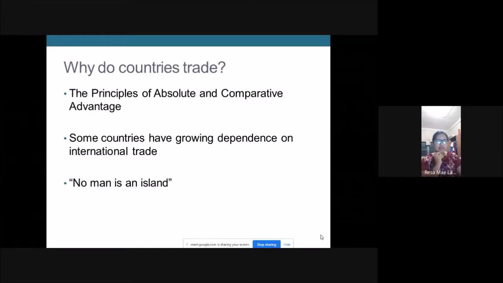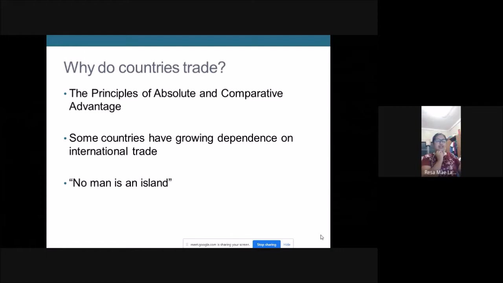Diba? Kung gustuin man natin na mag-isa, we cannot avoid that. In reality, countries are not endowed with all the resources needed because of scarcity. Merong mga resources or products na wala tayo, so kailangan natin mag-import. Or even other countries, walang ganitong klaseng resources or products, so kailangan din natin mag-export sa kanila, knowing the fact na meron tayong ganitong klaseng resources or product na pwede natin i-export. So para siyang give and take principle, no?